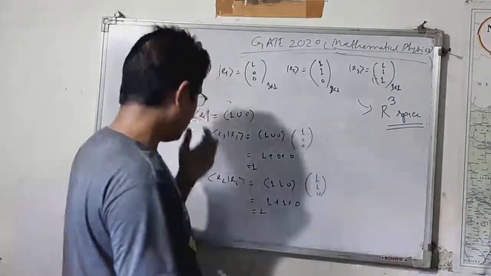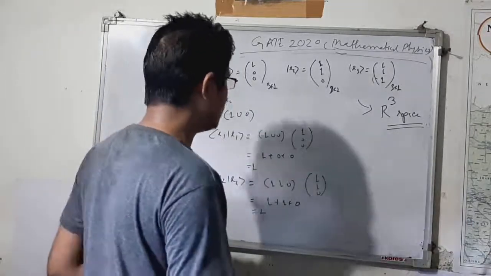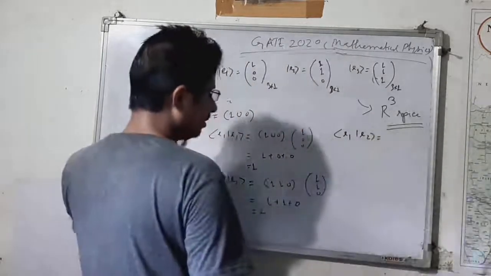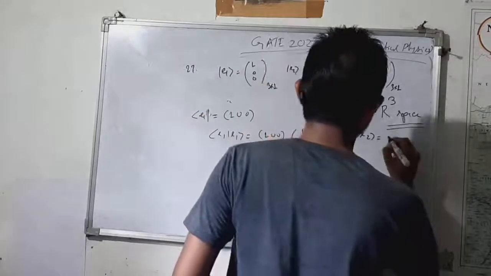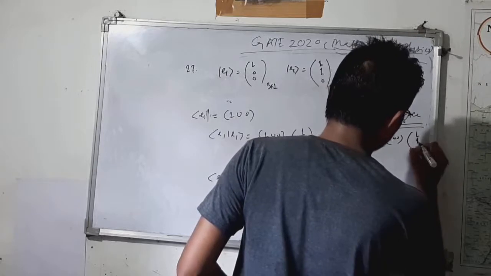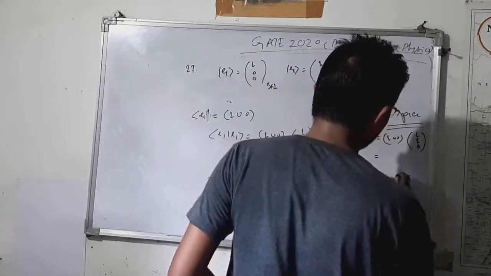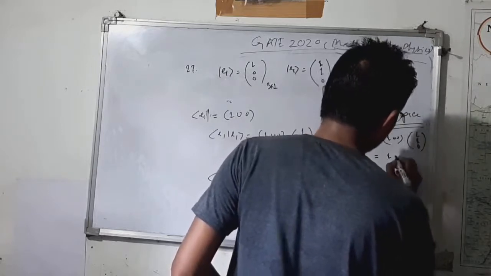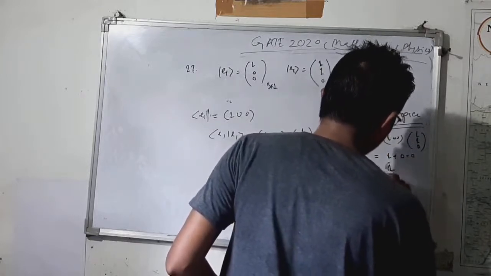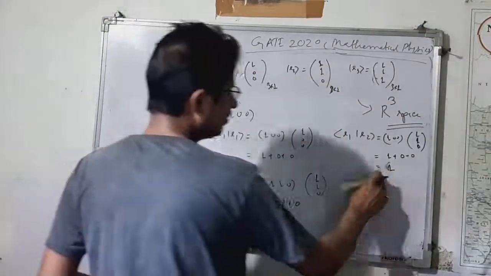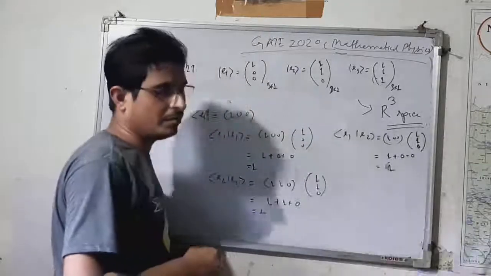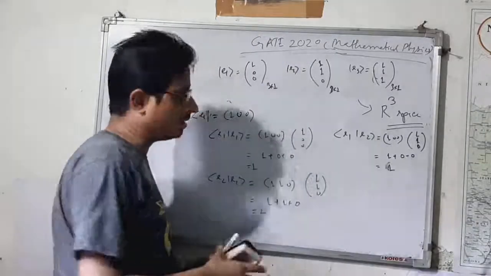Obviously you can find whether they are perpendicular or not by simply taking the inner product of e1 and e2. Here e1 is 1, 0, 0 and e2 is 1, 1, 0, so it is 1 into 1 plus 0 into 0 plus 0. If they are perpendicular, the result of the inner product should be 0. Here it is 1, so they are not orthogonal to each other. So the first option is incorrect.